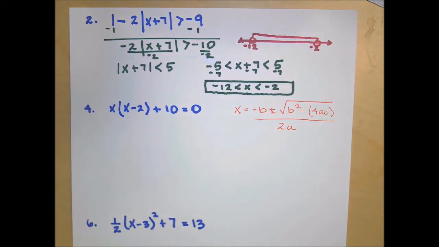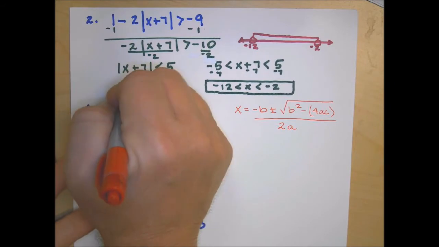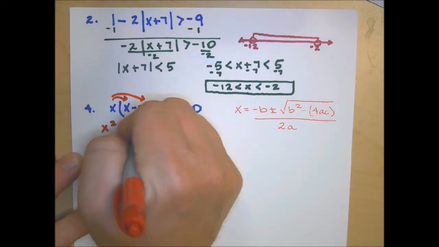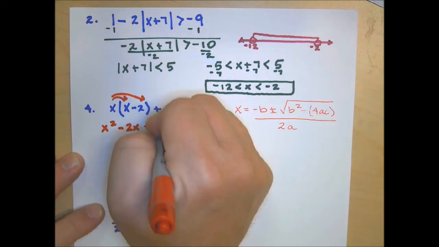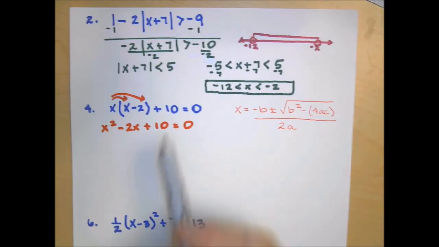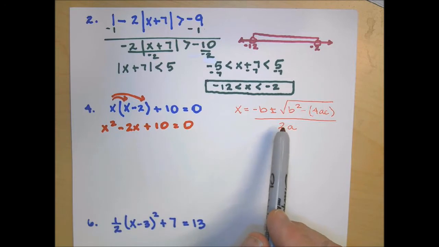Okay, the next problem. Solving for this problem. The first thing I'm going to do is distribute the x. So that would be x squared, and that would be minus 2x, plus 10 equals 0. Now, if that could be factored, I would factor it, but it isn't. It is not factorable. So I'm going to have to use the quadratic formula, which I've written right there.